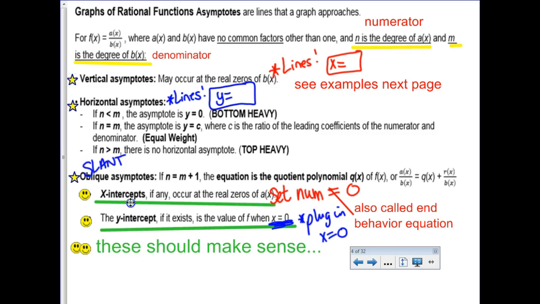So these last two concepts, those are things we technically already knew. When you're trying to find an x-intercept of a function, it's where your function equals 0. So for a fraction to come out to 0, the top of the fraction has to be 0. A y-intercept is where it crosses the y-axis, which is where x equals 0. So it makes sense to say you're going to plug in x equals 0.